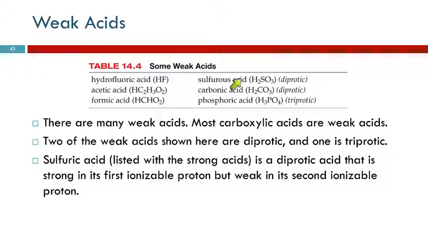Sulfurous acid, that's similar to sulfuric acid, but it has one less oxygen. Sulfuric is strong, sulfurous is weak. Carbonic acid, phosphoric acid, those are some common weak acids. There are many, many more. Sulfurous and carbonic acid are both diprotic. When we look at their formula, they start with H2. It means they have two hydrogens that can be released as ions. But they only release them a little bit, and phosphoric acid is triprotic.